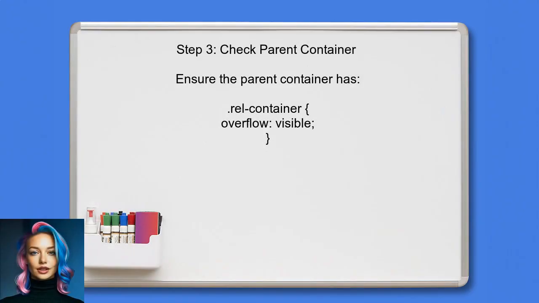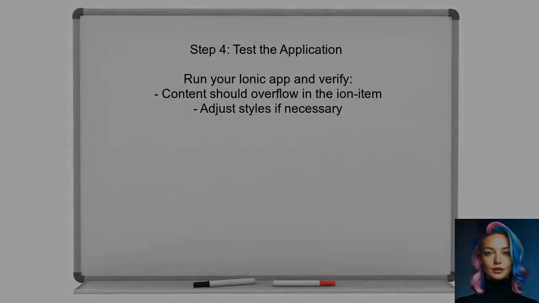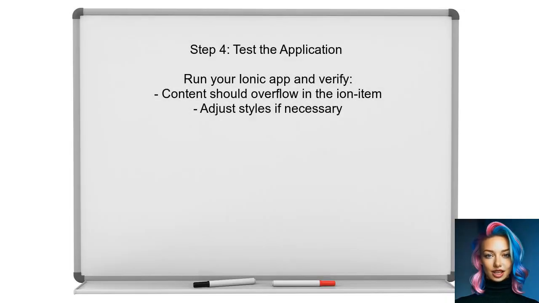After adjusting the height, the user should ensure the parent container allows for overflow as well. This means checking the styles of the surrounding elements. Finally, the user should test the changes in the application. This can be done by running the app and checking if the content overflows as expected.